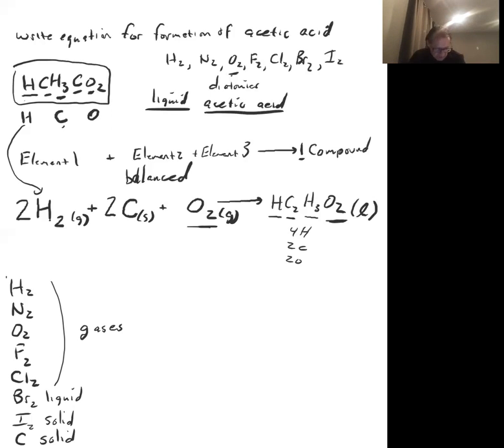So these ones, you might want to memorize those, or write them down somewhere. Those ones are gases. Bromine is a liquid. Iodine is a solid. And carbon is also, if it's a metal, it's also a solid. So metals are solids. And that should get you through most of them. So let me see if there's another one here I can show you. Yeah, let's try one more.